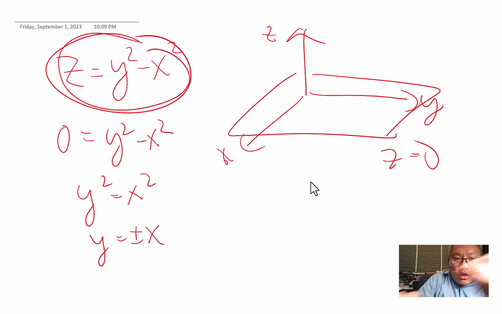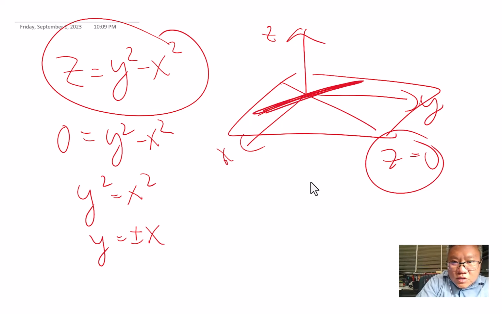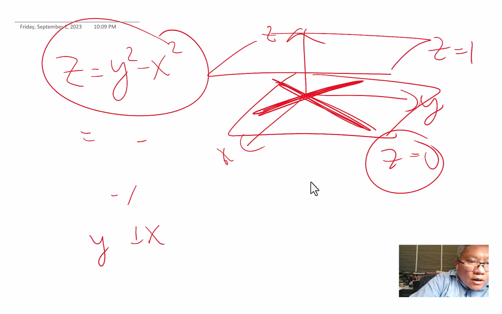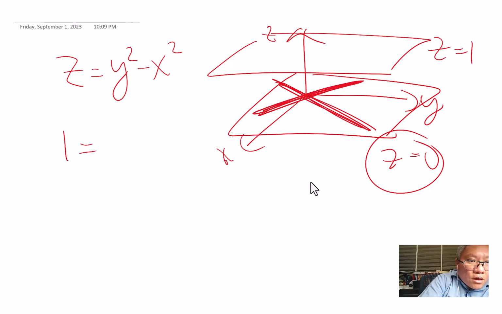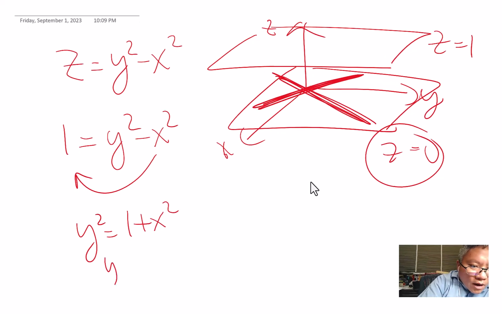So this surface, if you do a horizontal cross section, z equal to 0, you will see the traces. You got two straight lines like that. Kind of strange, right? Okay, so let's say we go up a little bit. Let's say z equal to 1. So if z is equal to 1, what do you have? You will have something like that. And if you move this around, you will have y squared equals 1 plus x squared. And then your y is plus or minus the square root of 1 plus x squared.